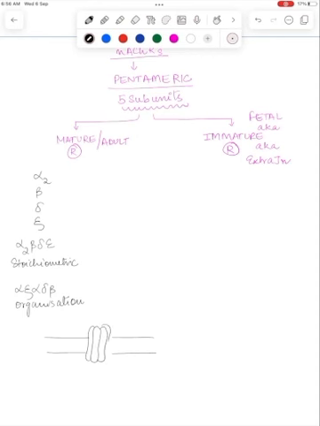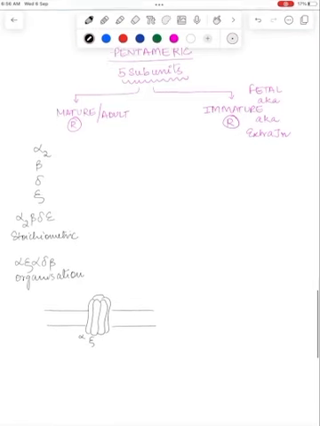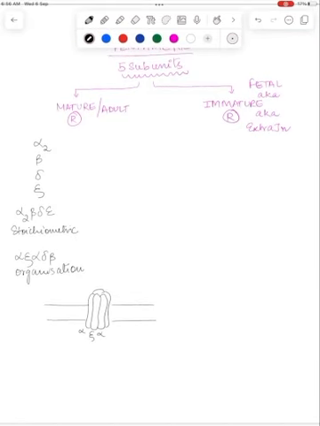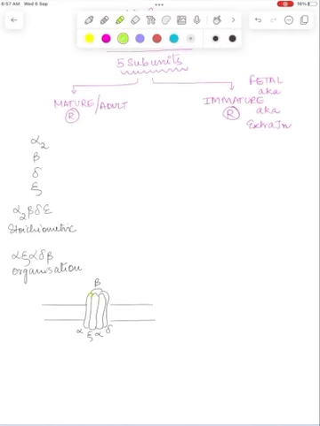So this is the alpha subunit. Then you have the epsilon subunit. Then you will have another alpha subunit. Then you will have the delta subunit. And finally over there you have the beta subunit. So this is alpha, epsilon, alpha, delta, and beta. So organizationally, you can represent the mature receptor as follows, correct?